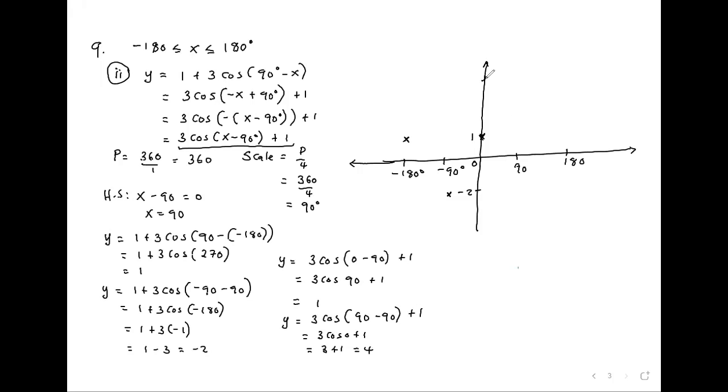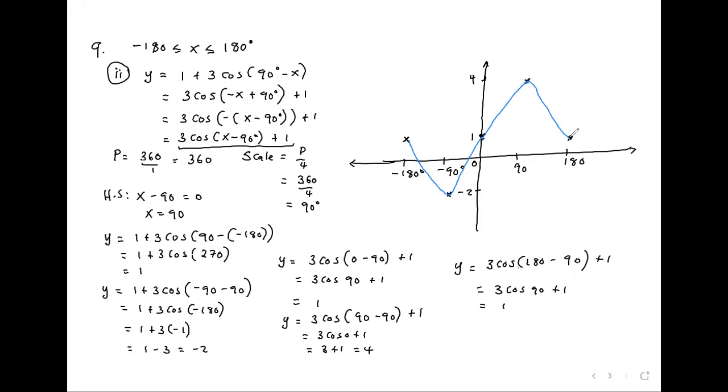So we get 90, 4 somewhere up there. And then the last one will be at 180. 3 cos 180 minus 90 plus 1, that is 3 cos 90 plus 1, but cos 90 is 0, so we get 1. So now we can have our sketch. So from there, come down here, goes up, up, comes down, ends there. This was part 2 of question 9.